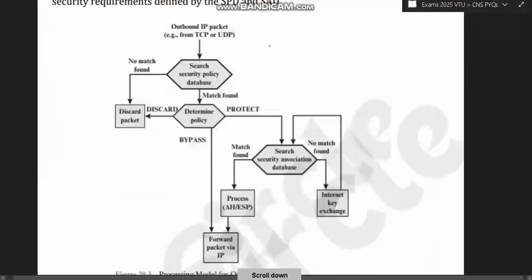So these steps happen. If you see in the diagram, you start from here. An outbound IP packet comes and searches the security policy database. If no match is found, it is discarded and goes to an error. If a match is found, the policy is determined. If the policy is discard, it is discarded. If it is bypass, it is sent directly to the next layer. If it is protect, then it searches which protection should be applied. If a match is found, that protection is applied and the packet is sent. If it is not found, IKE creates a new policy, which is then applied here and the packet is sent.